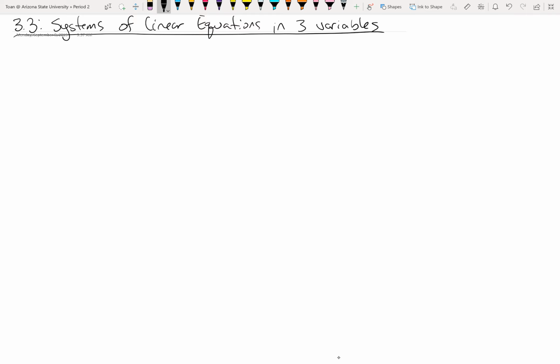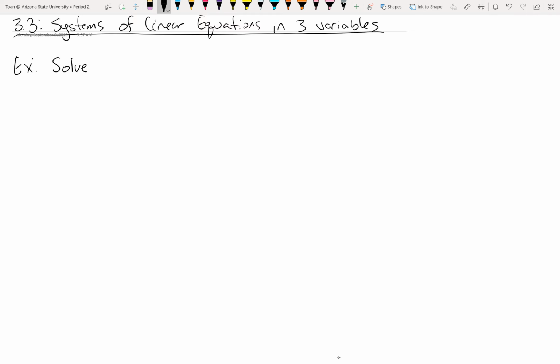So I'm not going to go through the whole logic of why it works. We did that last week. Let's just go ahead and see how the problem changes when I add a third variable and third equation. Spoiler alert, it doesn't change too much. So let's take a look at an example here.